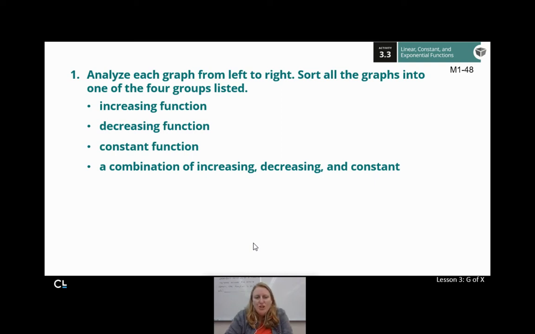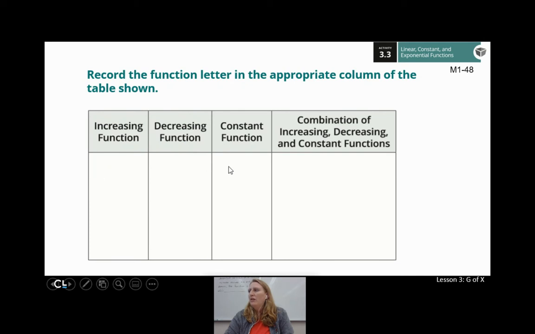So you grabbed your graphs, right? We're going to use them. You're going to analyze each of your graphs left to right. We will get to Desmos in a minute. Have it running, we're not there yet. First of all, I just want you to sort your graphs into one of the 4 groups listed: increasing function, decreasing function, constant function, or is your graph a combination of increasing, decreasing, and constant? Go ahead and put the letter of each function in your boxes. Hit pause to work your way through these, and then hit play when you're ready to check your work.